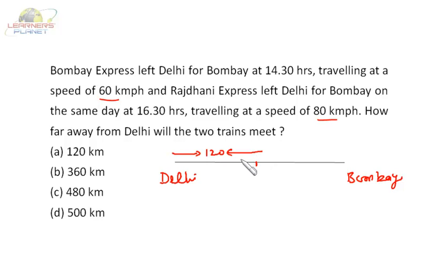Now what is the gaining speed of this train, that is Rajdhani Express? It is 20 km/h. So to gain 120 kilometers, this train Rajdhani Express will take 6 hours. So after 6 hours, 80 into 6, 480 kilometers it might have covered. So 480 kilometers from Delhi, they will meet. I'm sure you are clear.